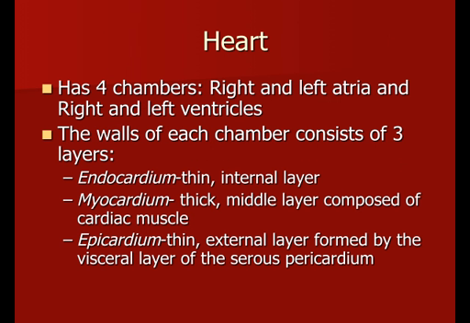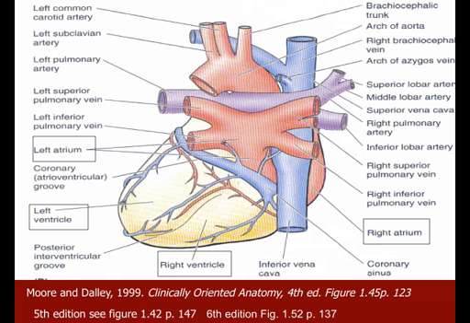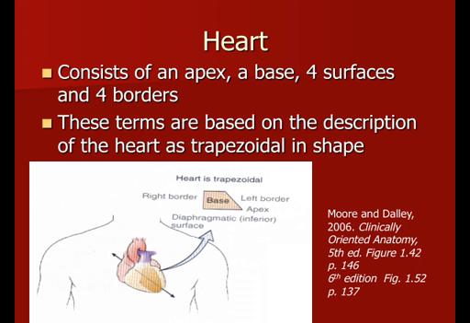Okay, hopefully you know all this, so I'm going to go through this quickly. This should be reviewed for most of you. 4 chambers, right and left atria, right and left ventricles. Walls of each chamber consist of 3 layers, the endocardium, the myocardium, and the epicardium. And there it is. There is your heart, right and left atriums.